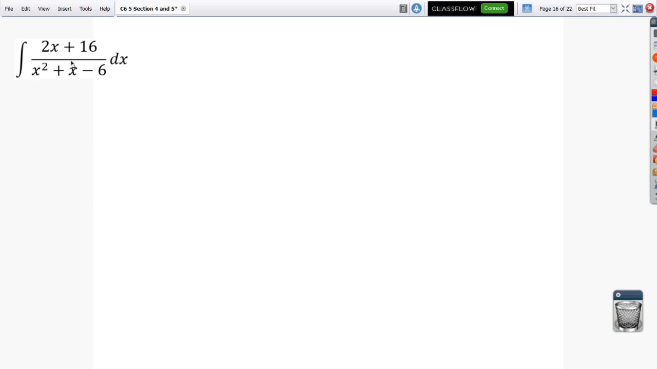So we got 2x plus 16 over x squared plus x minus 6. So yes, it is a rational expression. Yes, the degree is bigger on the denominator. And yes, it is factorable. So here I would jump right to A over plus B over, and you can see exactly how I would run through this problem. Multiplies to be negative 6, adds to be 1.